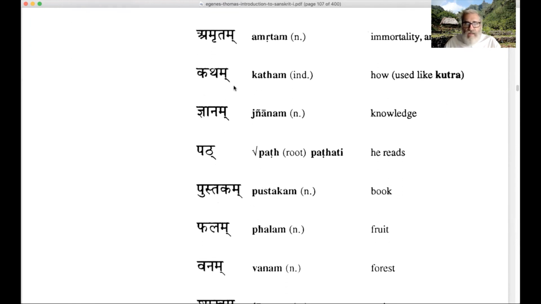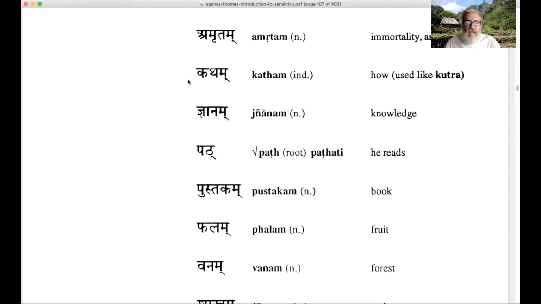Katham is an indeclinable. These little notations in brackets tell us what type of word it is. Katham, the indeclinable. So not to be misunderstood, because amritam ends in am, katham also ends in am, but this one is declined. This is a noun. This is not a noun. This is indeclinable. So we have to be very careful to understand differences between indeclinables and declinables. Noun is declinable. An adjective is declinable. These other words are indeclinable.